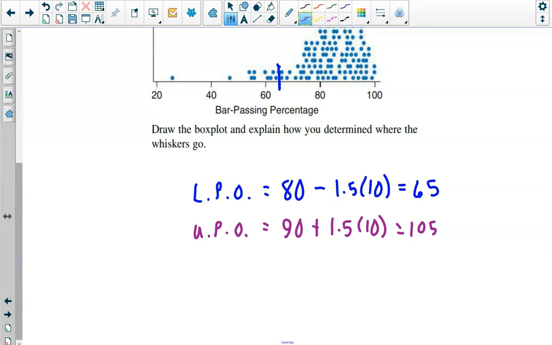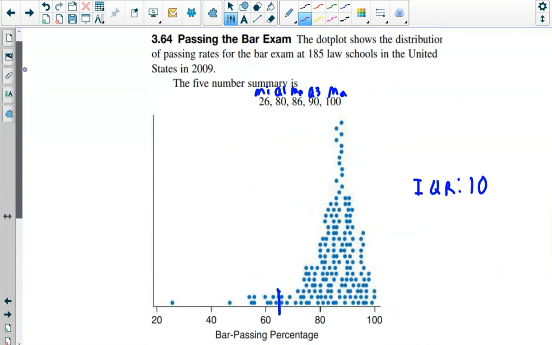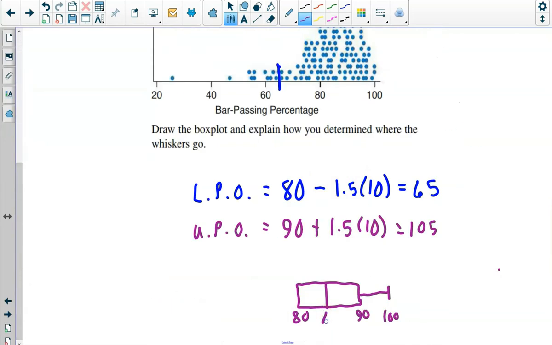Okay? So when I talk about the box plot for this, obviously your maximum should be at 100 because it looks like some people scored at 100. And then it's going to go down and you're going to have your box, which this is at 90. This is at 80. And in here is 86. And then obviously we're going to have our bottom whisker here.